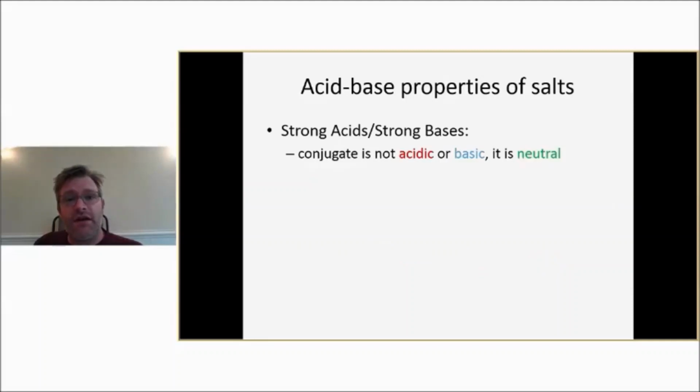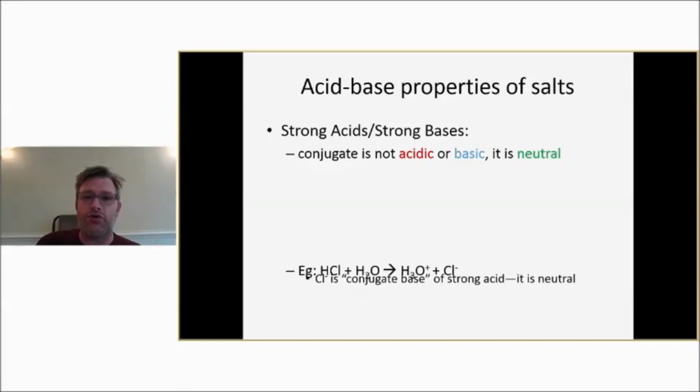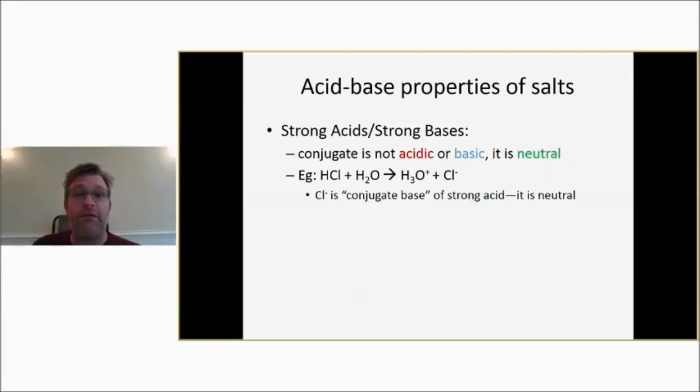So now let's talk about acid-base properties of salts. When we talk about strong acids and strong bases, like HCl or HNO3 or NaOH, our conjugates, in other words, the Cl minus, the Na plus, the NO3 minus, none of those conjugates are acidic or basic. They are neutral, okay? So for example, if we talk about HCl, its conjugate base is Cl minus, but it is the conjugate base of a strong acid.